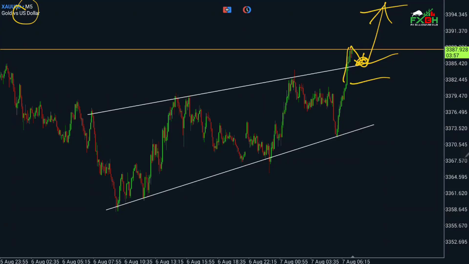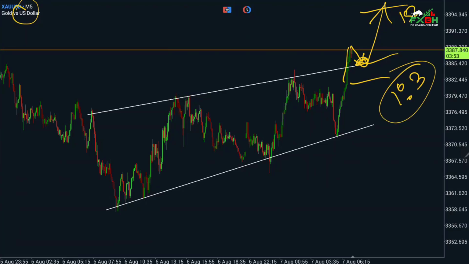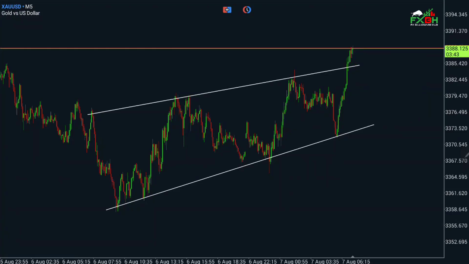And if I want to take a 1:3 risk reward ratio, our TP will be 150 pips and our risk will be 50 pips. That means the SL will be 50 pips, and there is a 1:3 risk reward ratio. So this is the conclusion for now.